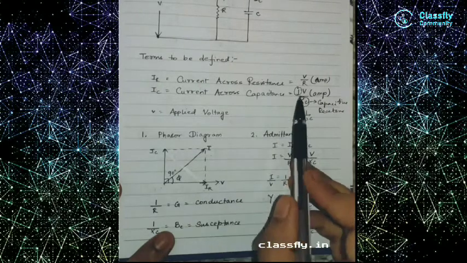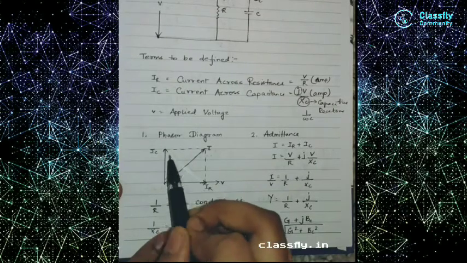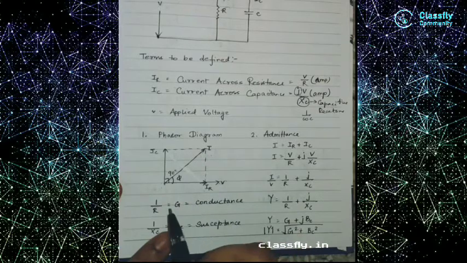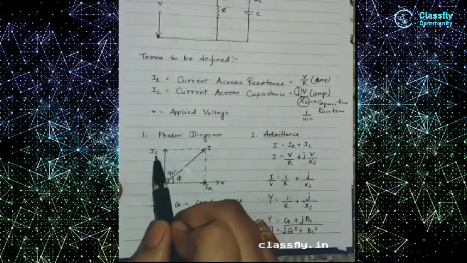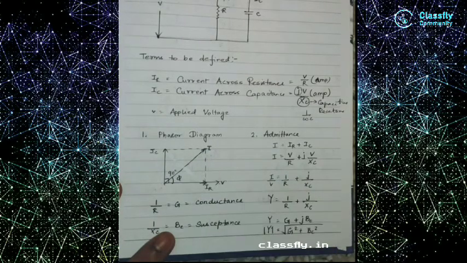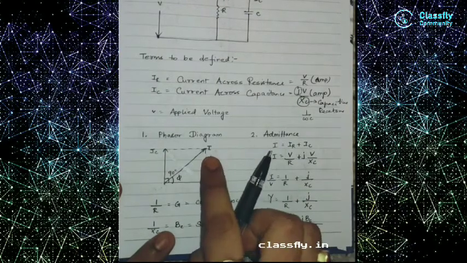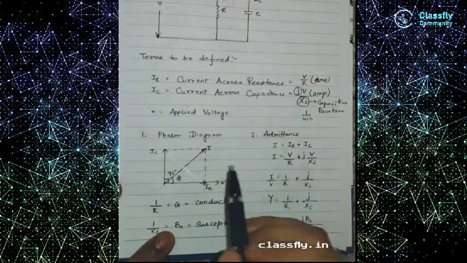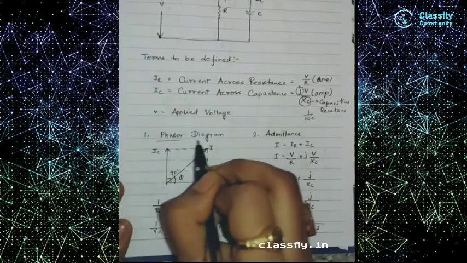IC, as we told, has j, which states that it is leading by 90 degrees, so IC will lead V by 90 degrees. We will draw imaginary parallel lines for IR as well as for IC, and when these two lines cut, this will give us the resultant I. That means this I is the combination of IR and IC. So this was our first parameter, the phasor diagram.